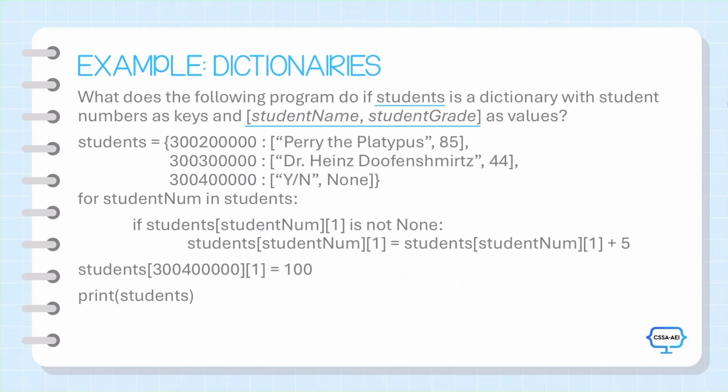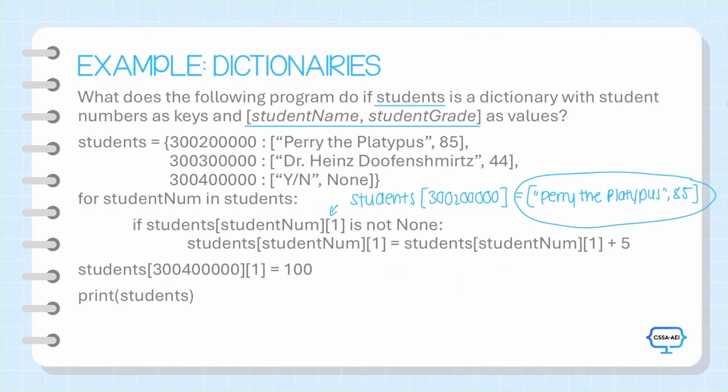Okay, and then we have a loop here. So for each student number in students, remember, we go through dictionaries based on their keys. And here we have a double index. So students, the first time we iterate through, our student number is going to be the first one. So it's going to be 300,200,000, right? That's going to give us Perry the platypus, and his grade of 85, okay?